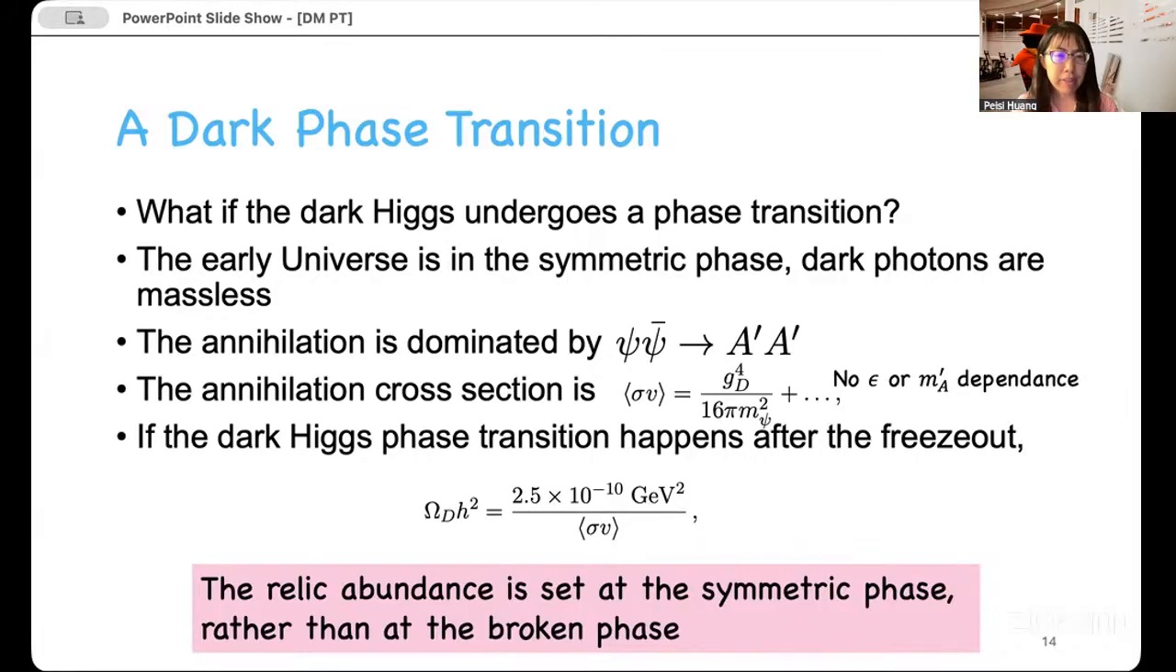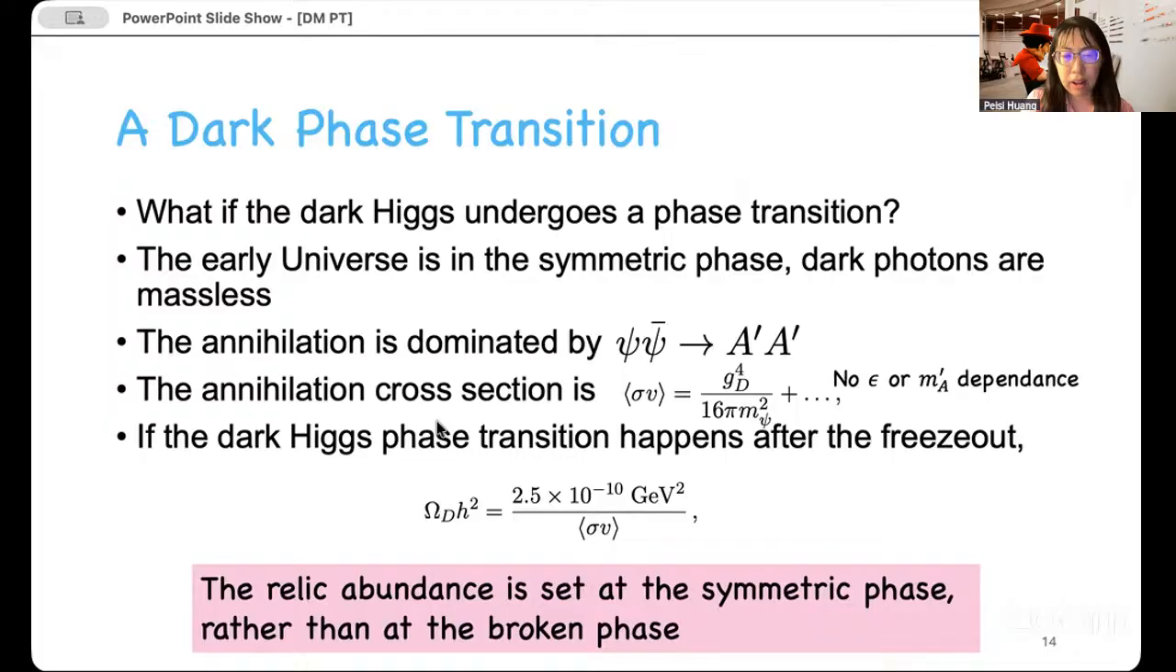And we can write down the annihilation cross-section as g_D to the power 4 divided by m_dark matter squared. So here there is no kinetic mixing or the mass of the dark photon. So that means this cross-section can be large. The annihilation can be efficient enough.